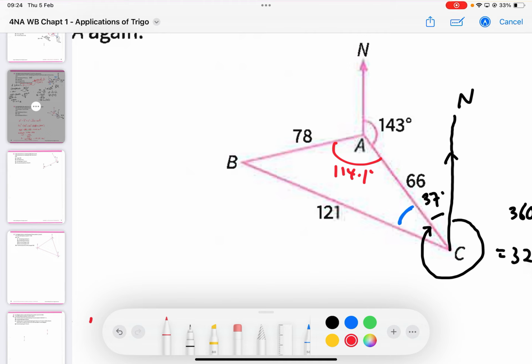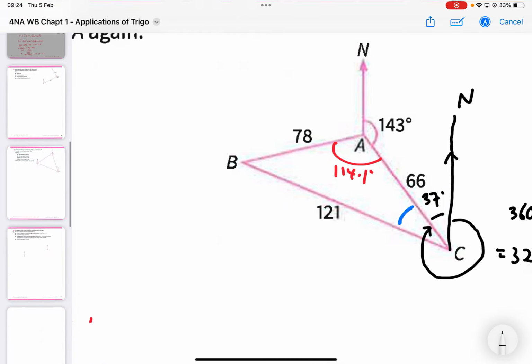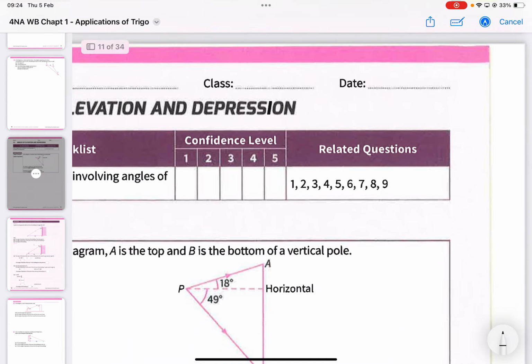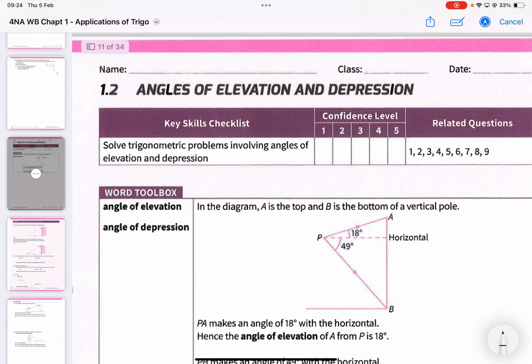Okay, Shaura, you need to go toilet already, right? Okay, after that we start on the next topic. Angle of elevation and depression. Go, go, go, go, go. Come back. We start at 9:30. Okay? We have until what time? 9:45. Okay, 15 minutes.